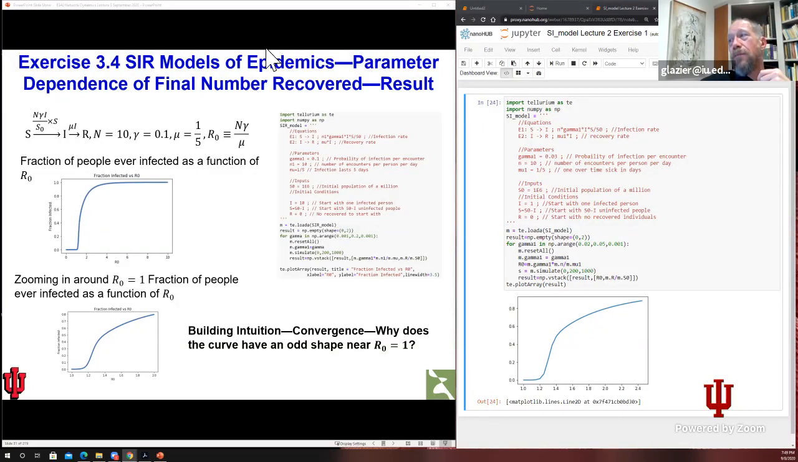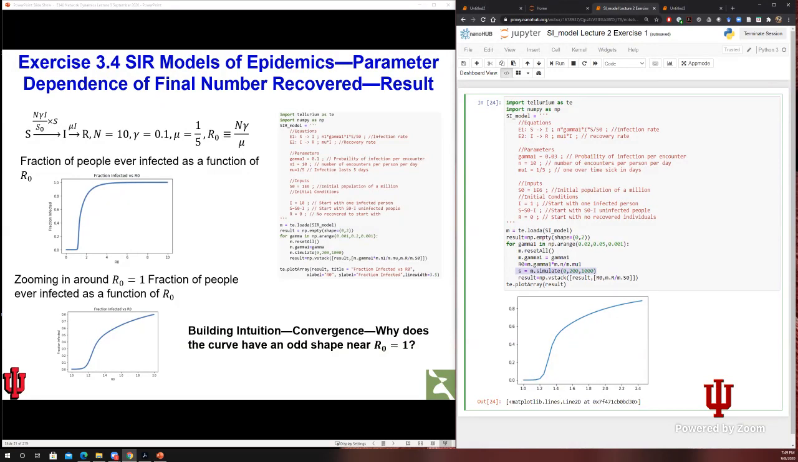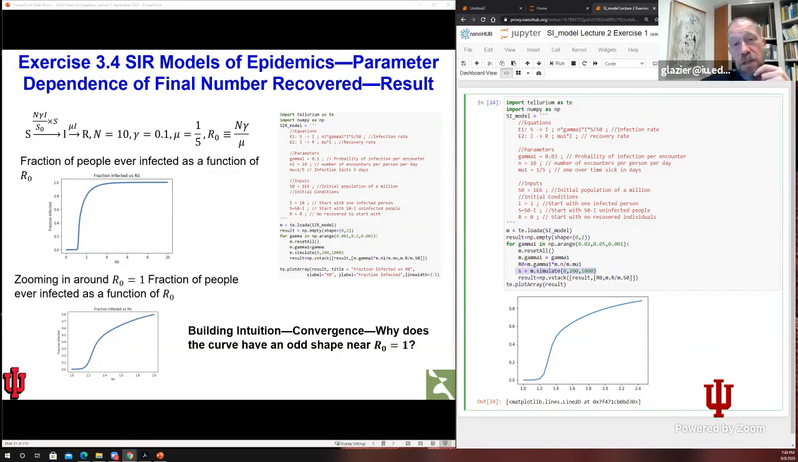How long am I running my simulation for when I'm saying that I get my final value? 200 days. What did we discover when we changed R naught and R naught was very small? When R naught was 1.1, how long did our epidemic take?